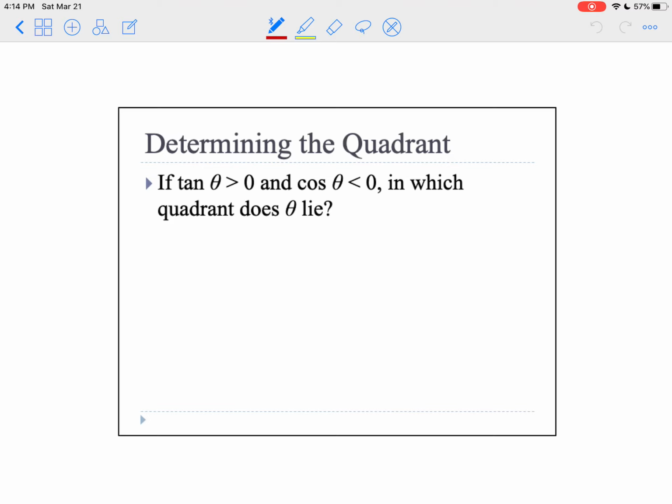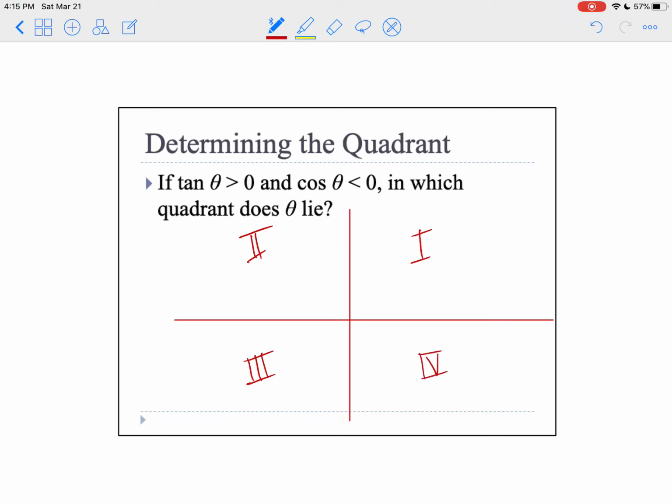So now we're going to just talk about the quadrant in which an angle must lie, and we have to think about what we talked about on the first day of class. We talked about the coordinate plane, and we talked about the different quadrants. So this is quadrant 1, this is quadrant 2, this is quadrant 3, and this is quadrant 4. In the first quadrant, the x and y coordinates are both positive. But in the second quadrant, the x coordinate is negative and the y coordinate is positive. In the third quadrant, the x and the y are both negative. And in the fourth quadrant, the x coordinate is positive, but the y coordinate is negative.